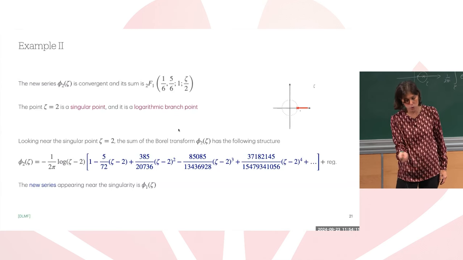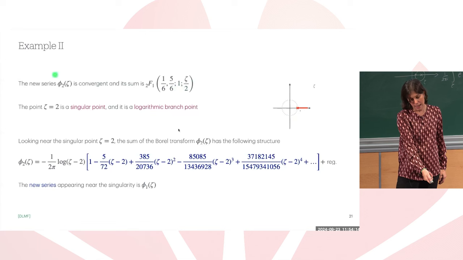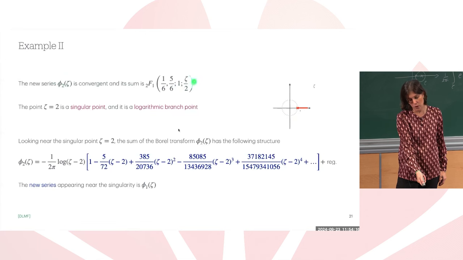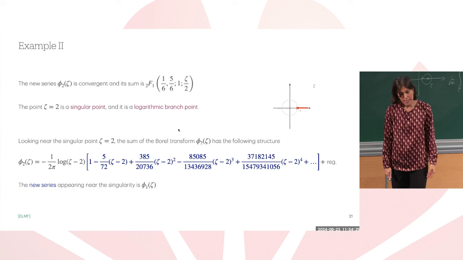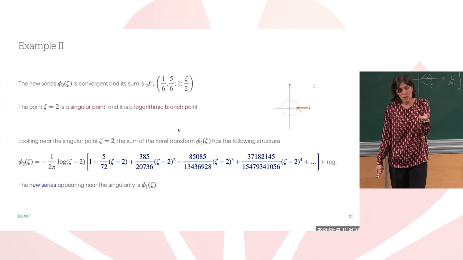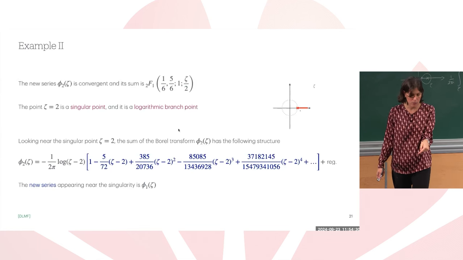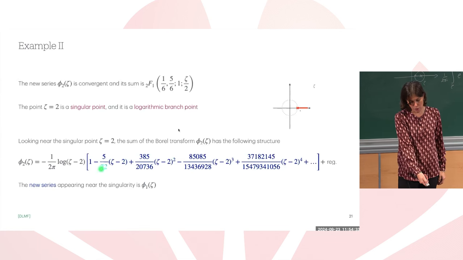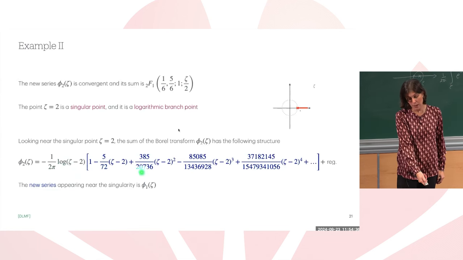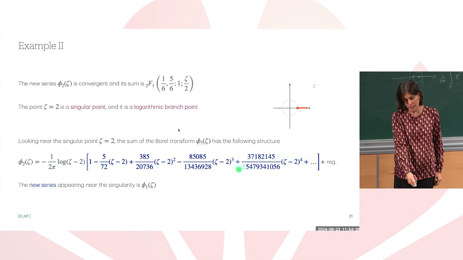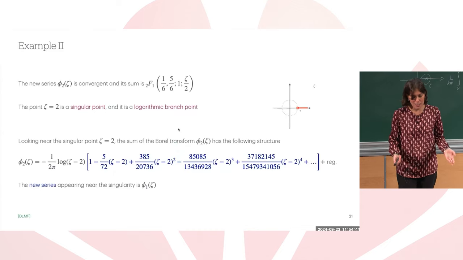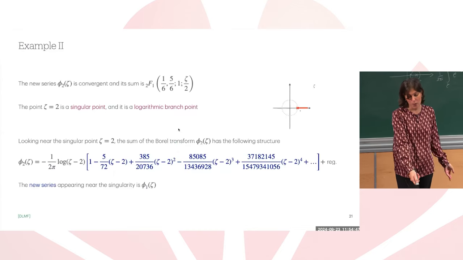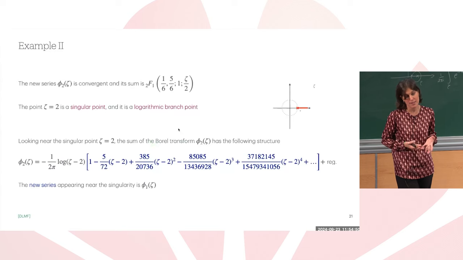Now it's not at minus 2, but at plus 2. So again, we had a convergent series. We found its sum. It has a singularity. The singularity will be, again, a branch point singularity because it's always a hypergeometric function. And we can ask the same question as before. Let's look at how this function behaves near its singularity. If you do it exactly as before, you find the logarithm, but then you find a series. And now in the coefficients of this series, you see that there are some alternating signs. And it's not surprising, or maybe it is, that the new series you find is phi 1. So it's exactly the series we started with.